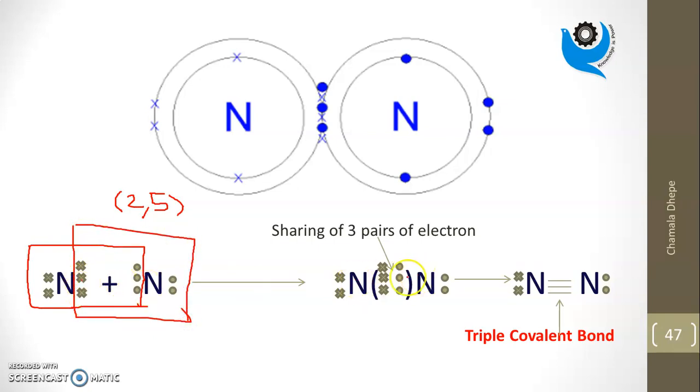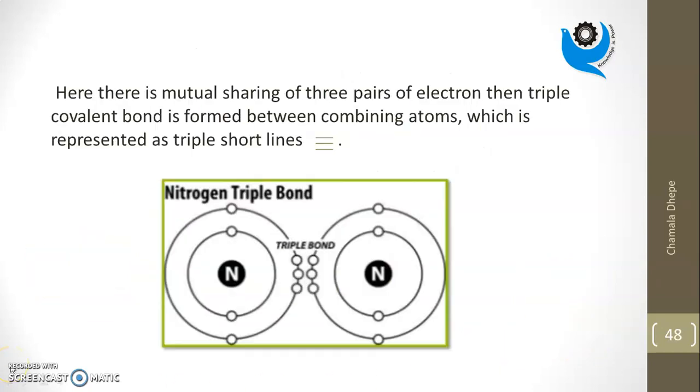So how many pairs are shared? 3 pairs are shared. Hence, a triple covalent bond is formed. Hence in the N2 molecule, a triple covalent bond is present. There is mutual sharing of 3 pairs of electrons, so a triple covalent bond is formed between the combining atoms, which is represented by triple short lines. So all this is about the covalent bond. We have seen the 3 types of covalent bond: single covalent bond, double covalent bond, and triple covalent bond.